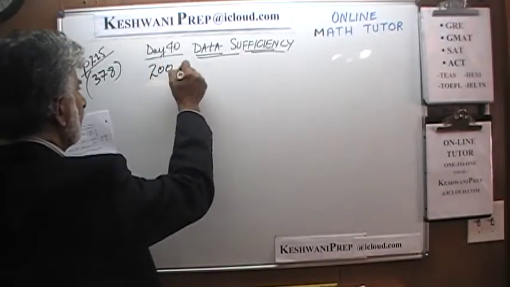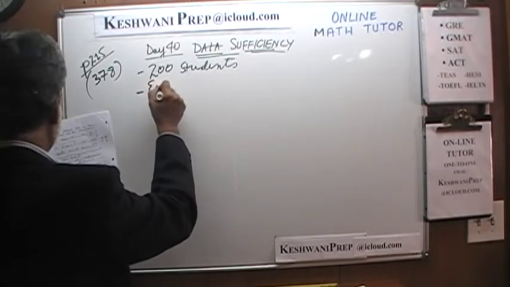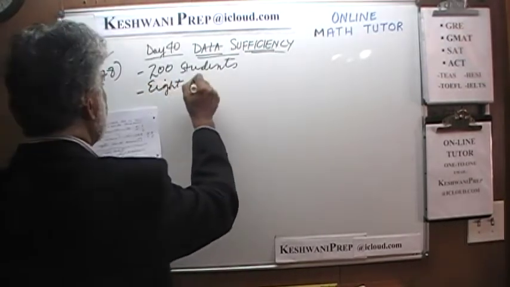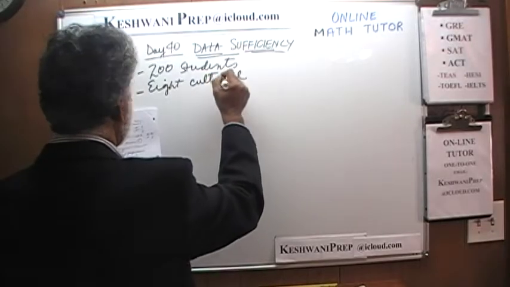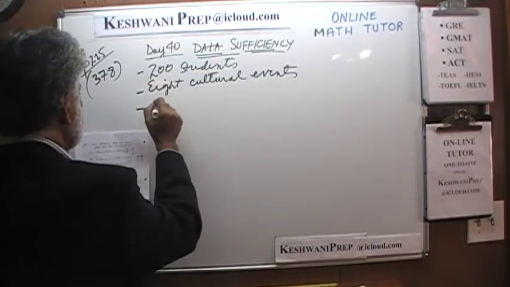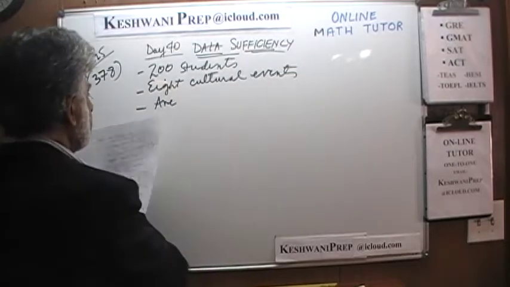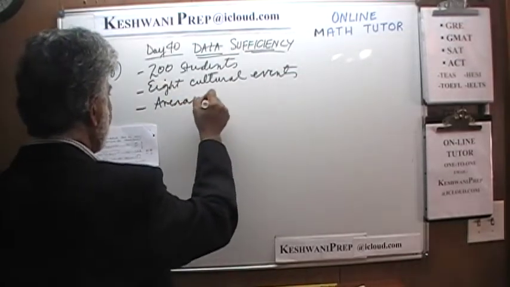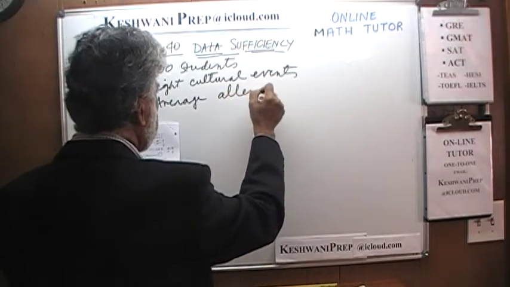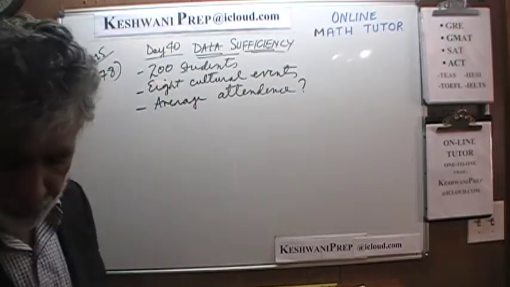I believe that is the very last one in the column. Yes, it's the very last one. So we have 200 students, we are told, and we are told that we have eight cultural events. Question is, what is the average attendance?